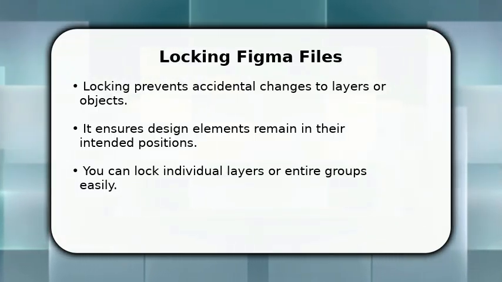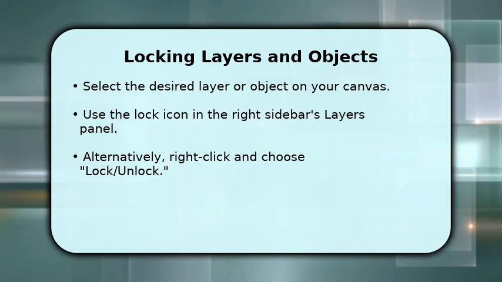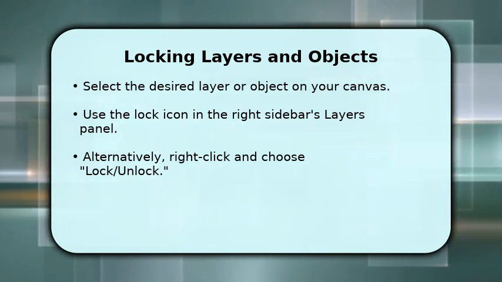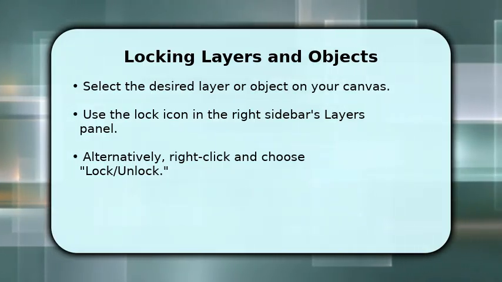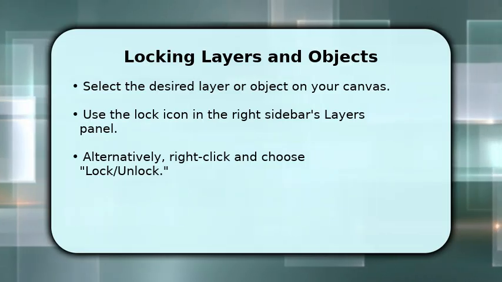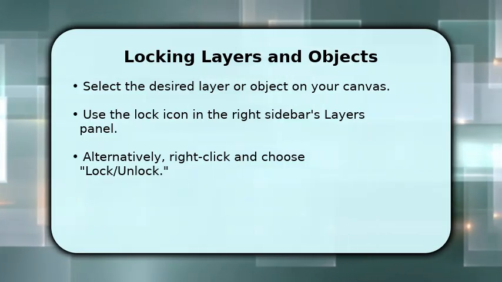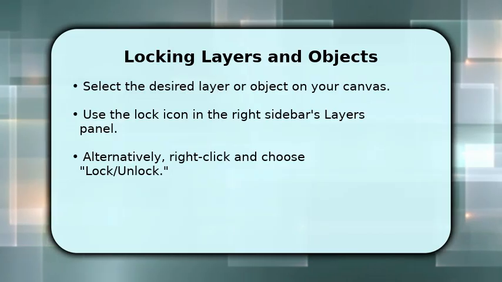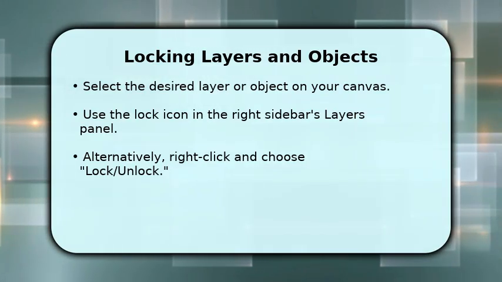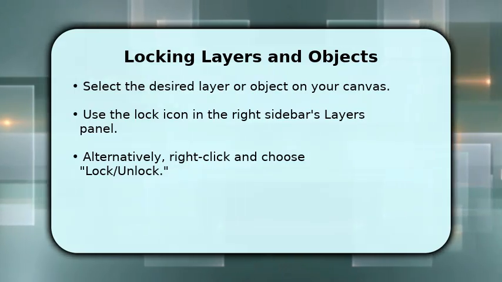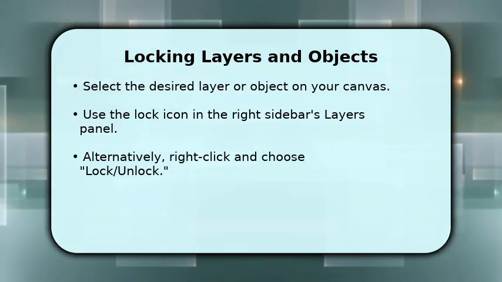complex layouts. To lock a layer or object, simply select it on your canvas. Then, navigate to the right sidebar and click the small lock icon next to its name in the Layers panel. A locked icon will appear, indicating it's now secure. You can also right-click the selected item and choose Lock from the context menu. This quick action ensures your design components stay fixed.